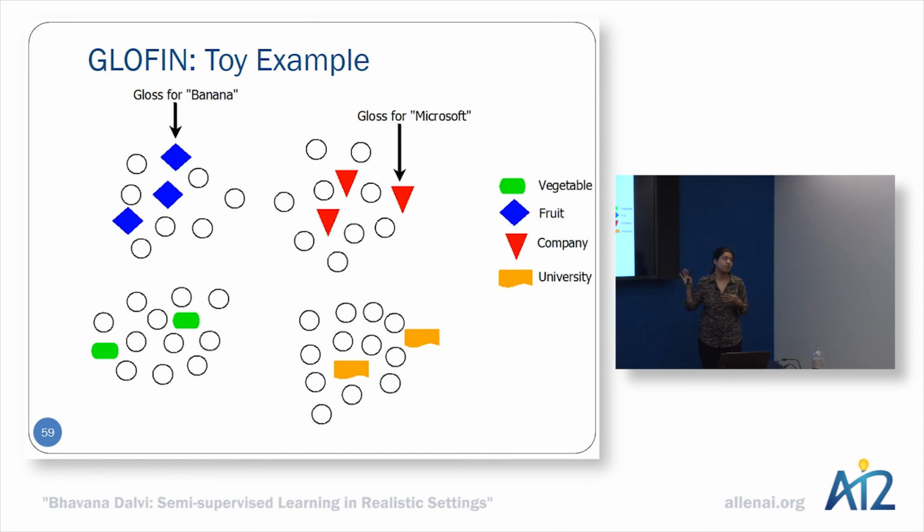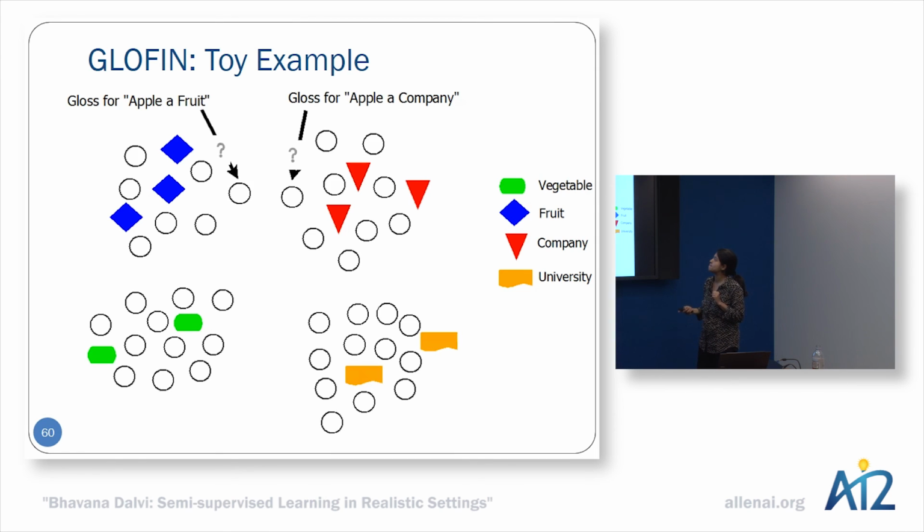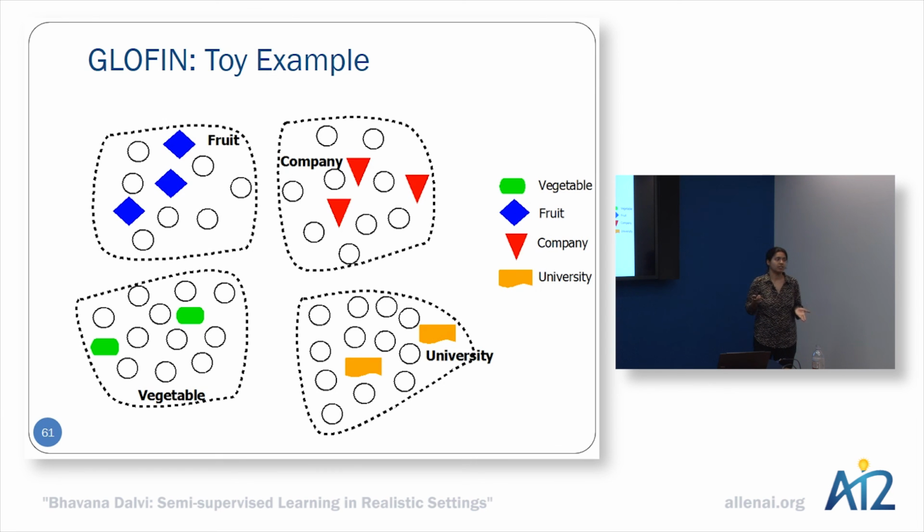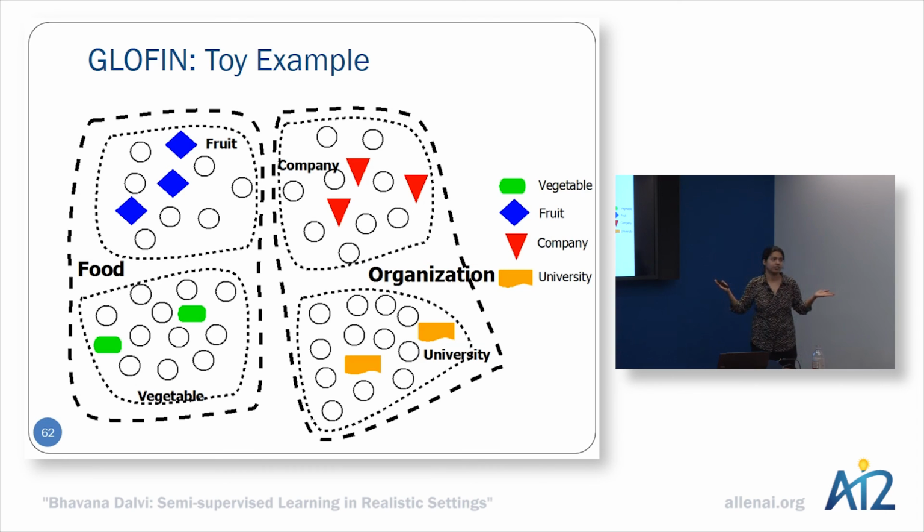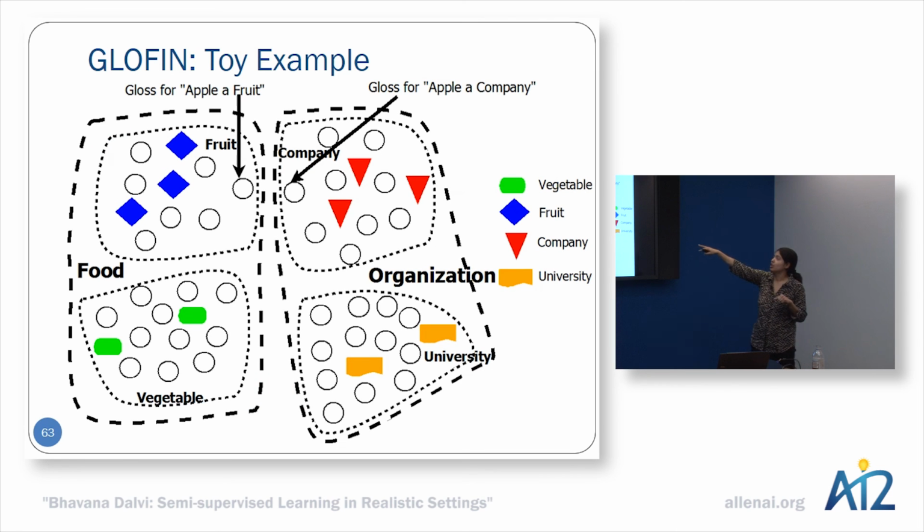Okay, so we do this. Now let me show you a toy example. Here all these black circles are glosses that we want to classify. The categories are vegetable, fruit, company and university. The ones that are already marked with some colors are seed examples, which are unambiguous glosses. So say this is the gloss for banana and this is the gloss for Microsoft. What we want to do is classify these ambiguous ones, for apple the fruit and apple the company. To do this, we'll learn classifiers for each of these classes using the seed examples. So it's semi-supervised learning. Further, we do it in a hierarchical way such that the subset constraint between fruit and food is satisfied. The class boundaries are within each other, and the disjointness constraint keeps the class boundaries for food and organization distinct. If we do this, the hope is that the gloss for apple the fruit will come under the fruit category and the gloss for apple the company will come under the company category.